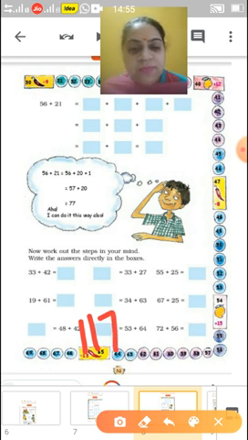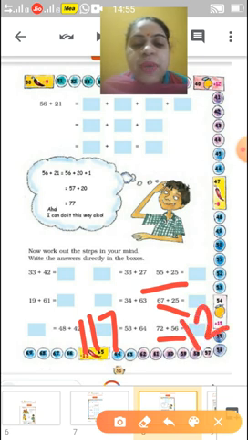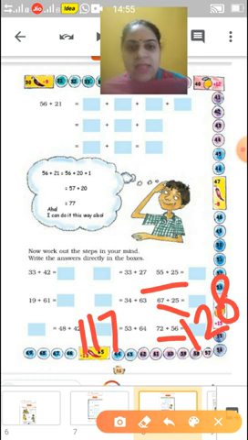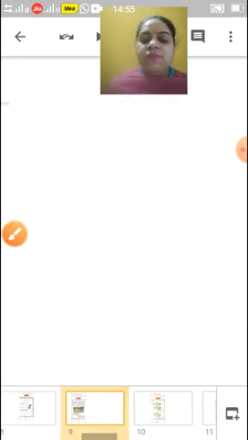Okay children. Same way here you will do like this and this. Like 72 plus 56 is your 128. Okay, you have to simply add and you have to write the number in the box. Understood? Now come to next.